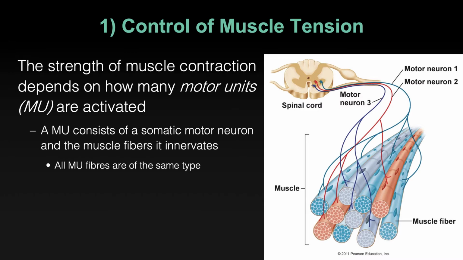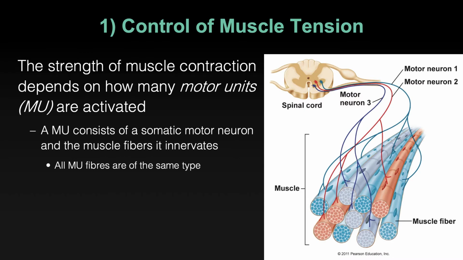A motor unit consists of a somatic motor neuron that you can activate voluntarily and all of the muscle fibers that it innervates. Importantly, all of the fibers in one motor unit are the same. They're either all type 1, or they're all type 2X, or they're all type 2A. All of the fibers that are activated by a motor nerve are the same type of fiber.